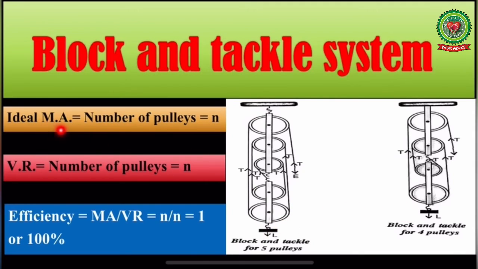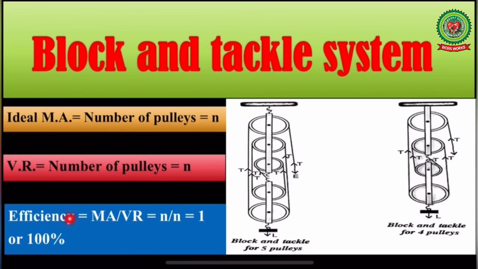Ideal mechanical advantage of a block and tackle system is equal to the number of pulleys in it. If there are n pulleys, the ideal mechanical advantage is equal to n. Here in this case 5 pulleys are there, so ideal mechanical advantage is equal to 5. And here the number of pulleys is equal to 4, so ideal mechanical advantage is equal to 4. In case of block and tackle system, velocity ratio is always equal to the number of pulleys again. If there are 5 pulleys in this system, its velocity ratio is 5, and as there are 4 pulleys in this system, its velocity ratio is 4.